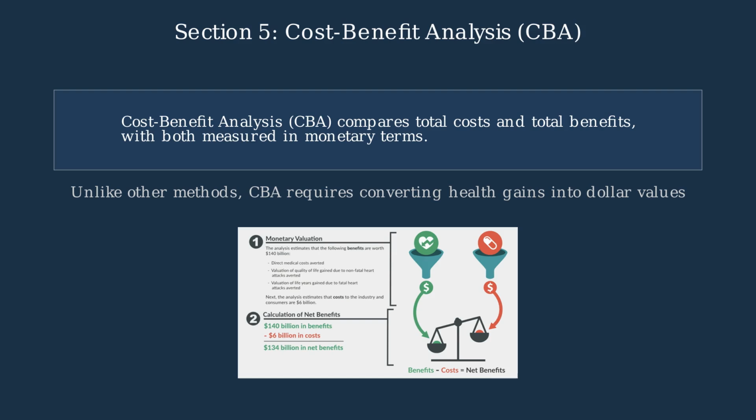Here's a visual example of cost-benefit analysis. In this case, we see benefits valued at $140 billion and costs at $6 billion. The analysis shows that benefits outweigh costs, resulting in a net benefit of $134 billion.